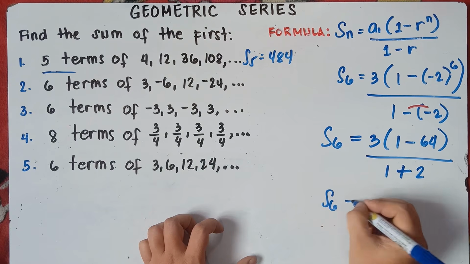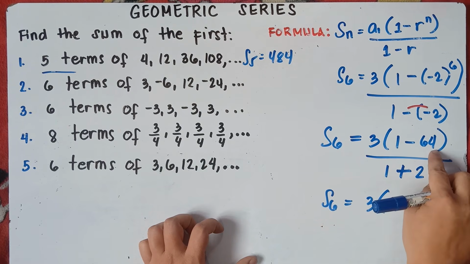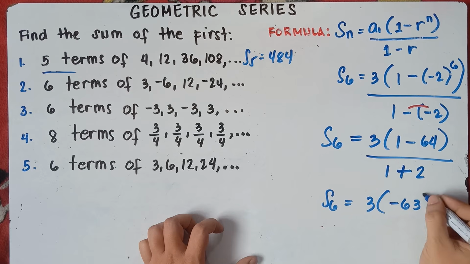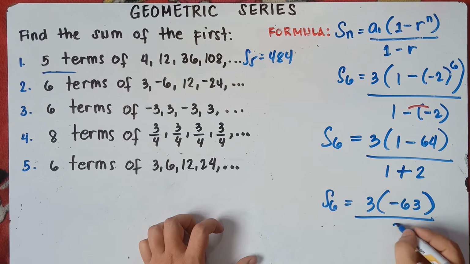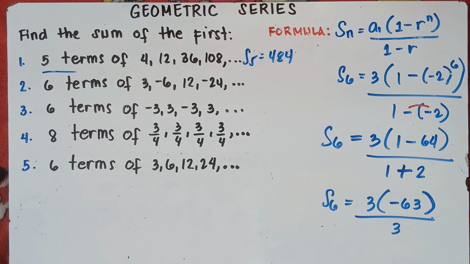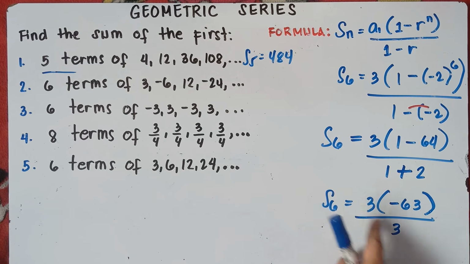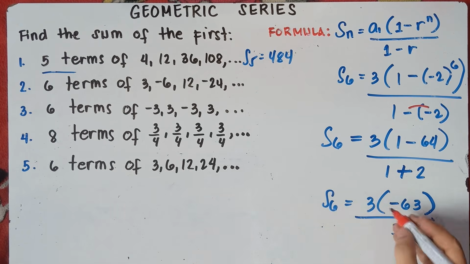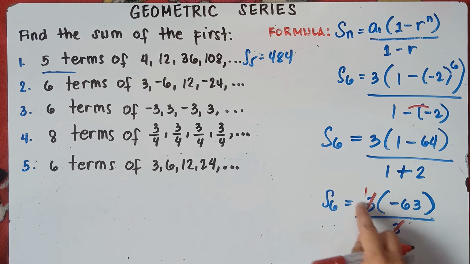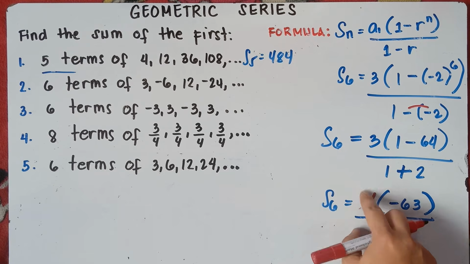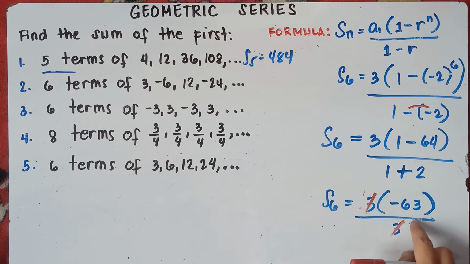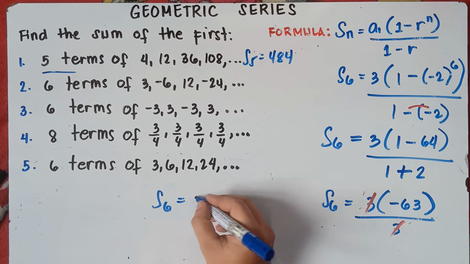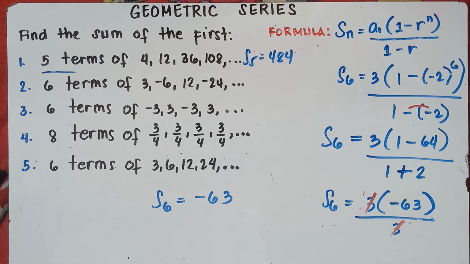So our S sub 6 equals 3 times 1 minus 64. That's negative 63 all over, close parenthesis, then divide. 1 plus 2 is 3. Then you can cancel this out. So cancel 3, and the remaining will be 1 times negative 63, which is negative 63. So the sum S sub 6 is equal to negative 63. That's the answer, class, for number 2.